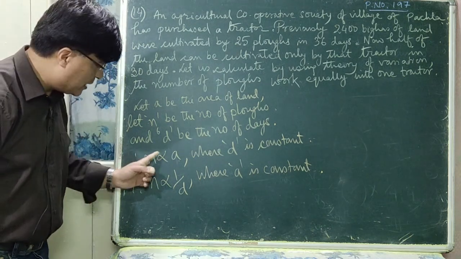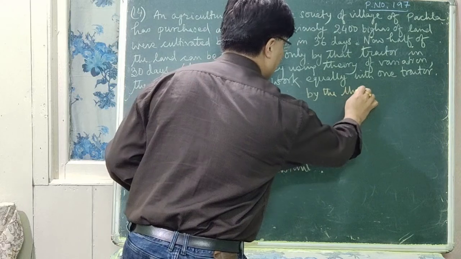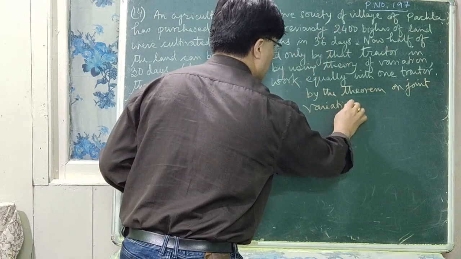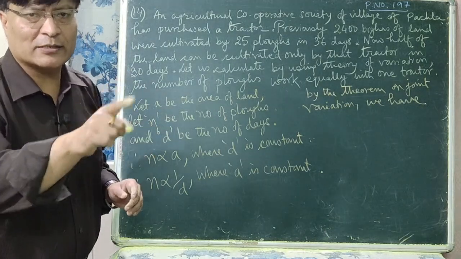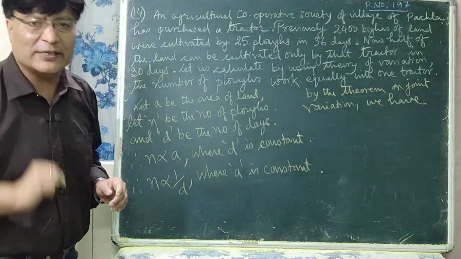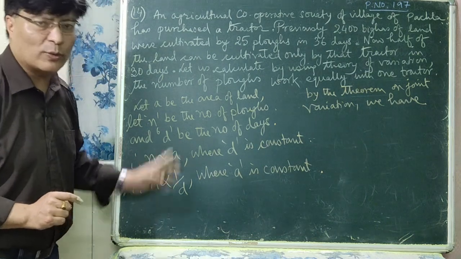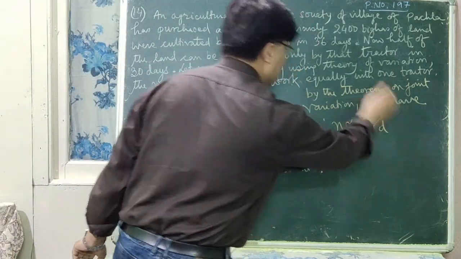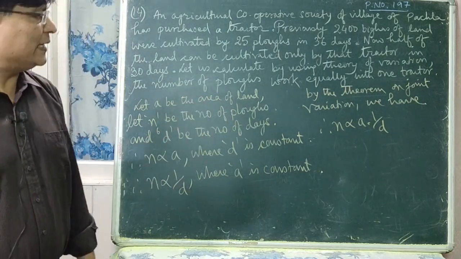So now in this case, we can use the theorem on joint variation. This is n proportional to a and this is n proportional to 1 upon d. So by the theorem on joint variation, what can you write? If a is proportional to b when c is constant, and a is proportional to c when b is constant, then a is proportional to bc jointly when both b and c vary. So in this case also, if n is proportional to a and n is proportional to 1 upon d, then n is proportional to a into 1 by d jointly. So we can write down that n proportional to a into 1 upon d.